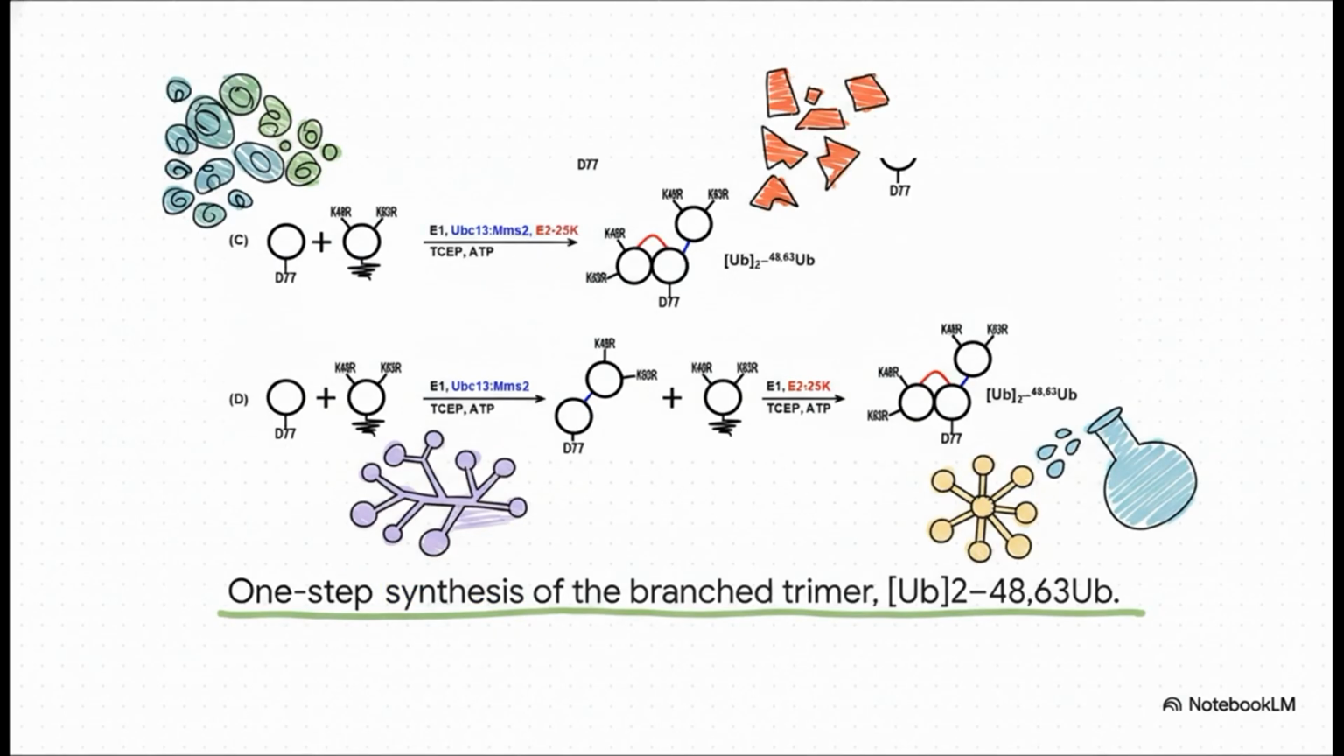But here's where it gets really elegant. In stark contrast, making the branched trimer was incredibly efficient. They showed that if you just throw in 2 different linkage-specific E2 enzymes at the same time, one for K48 and one for K63, you can build the whole branched trimer in a single reaction. I mean, that is a huge methodological leap for generating these complex structures in the lab.